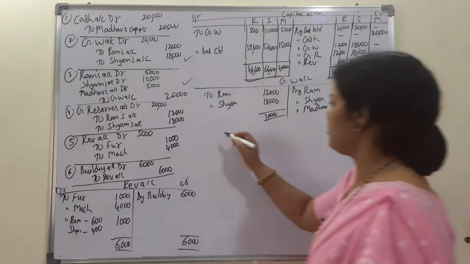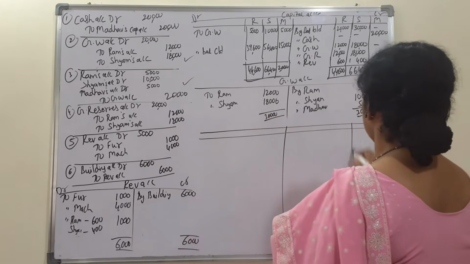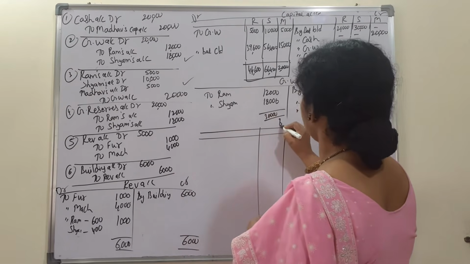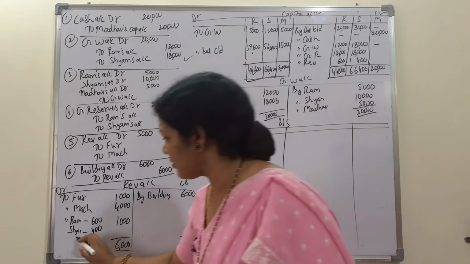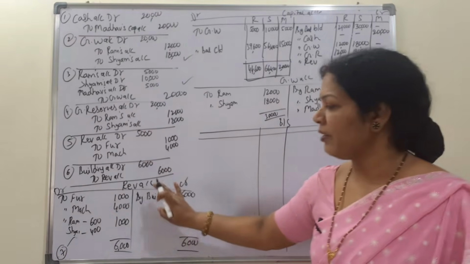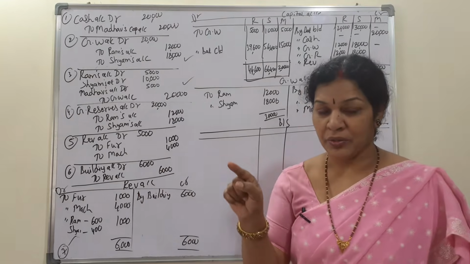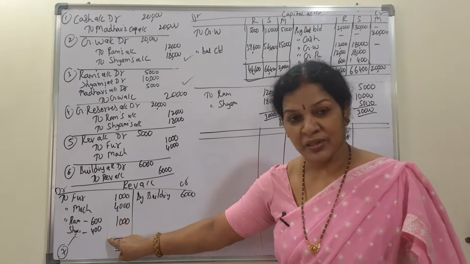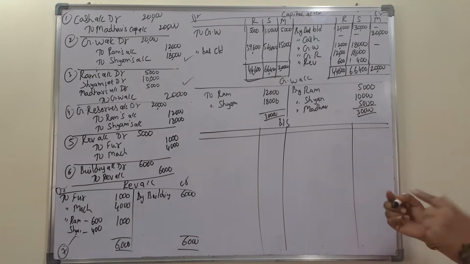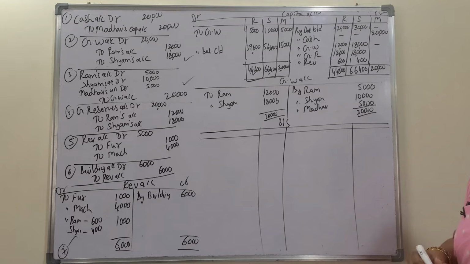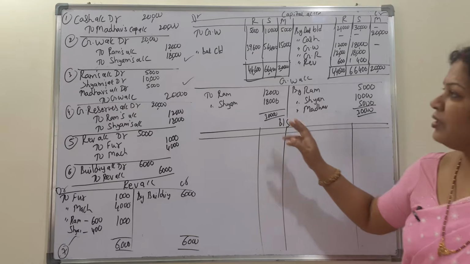Now let's prepare the balance sheet. Journal entry, 6 entries we have written. So 7th entry it can be this. Revaluation account debit 1,000, to Ram 600, to Shyam 400. 7th entry. Now coming to balance sheet. Oh, we forgot to open even this cash account. So cash account, I think you have noted.